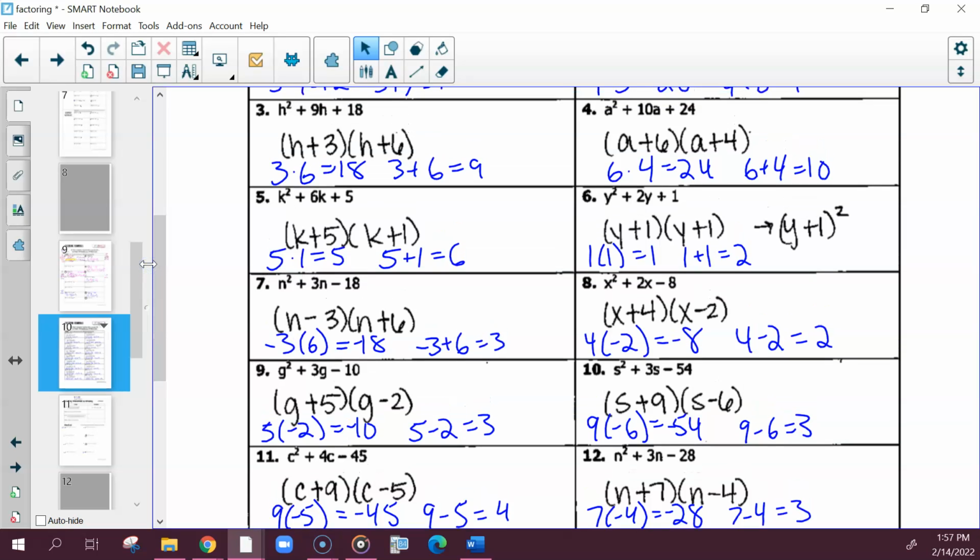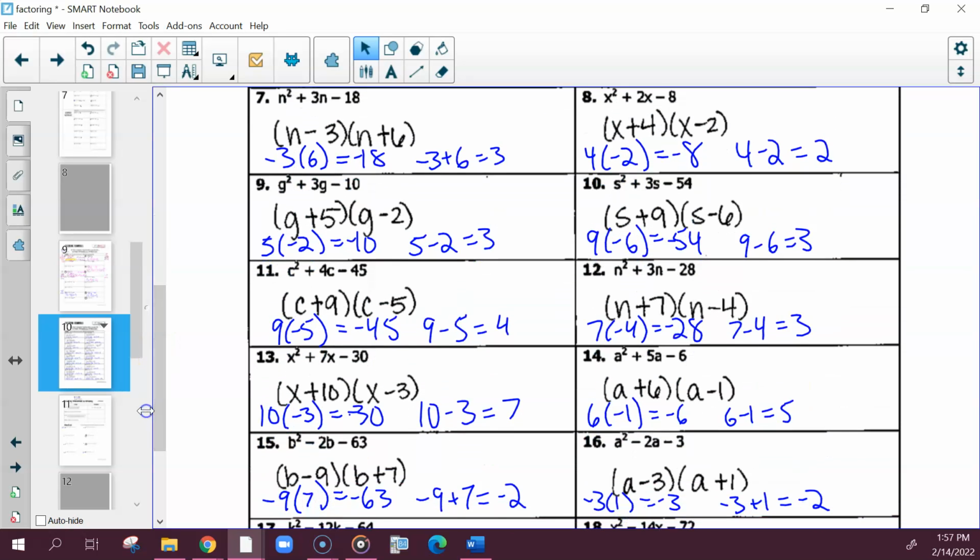Starting with number 3, I'm just going to read off the factors. Make sure you have these. If you didn't get these, make sure you are trying them on your own. So number 3, h plus 3, h plus 6. Number 4, a plus 6, a plus 4. Number 5, k plus 5, k plus 1. Number 7, I think we did that one. Yes, we did. 8, x plus 4, x minus 2. 9, g plus 5, g minus 2.